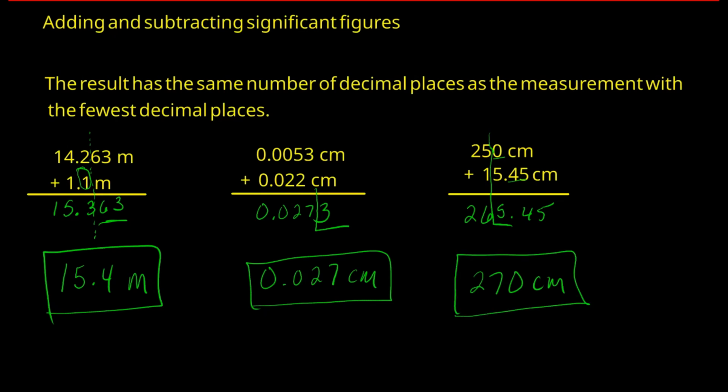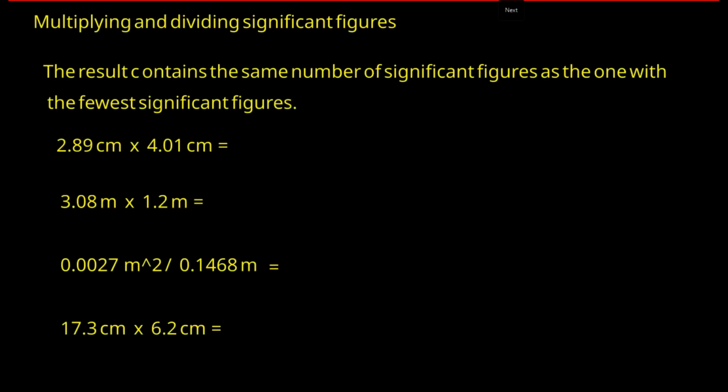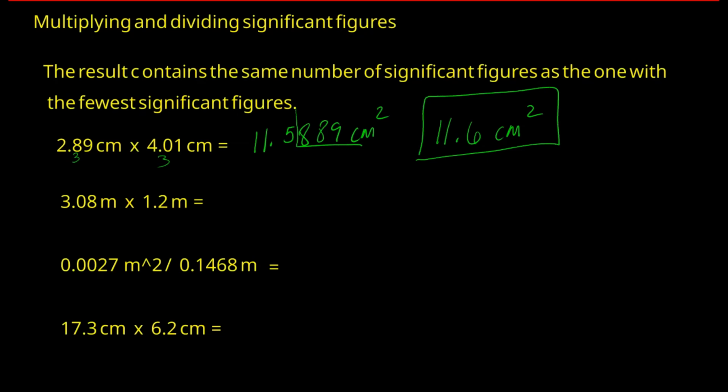Okay, I hope that wasn't too confusing. The rule for multiplication and division is I'll round the answer off to the same number of significant figures as the measurement with the fewest significant figures. So here I have 3 sig figs and 3 sig figs, so I know my answer is going to have 3 sig figs also. So when I multiply those numbers out, I would get something like 11.5889 centimeters squared. I'm allowed 3 sig figs, counting from the left side, so it would give me 11.6 centimeters squared for my answer. Okay, the next one.